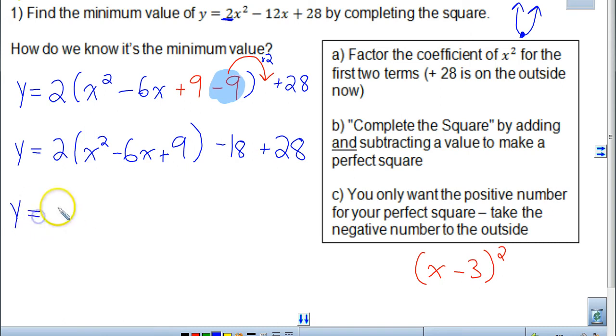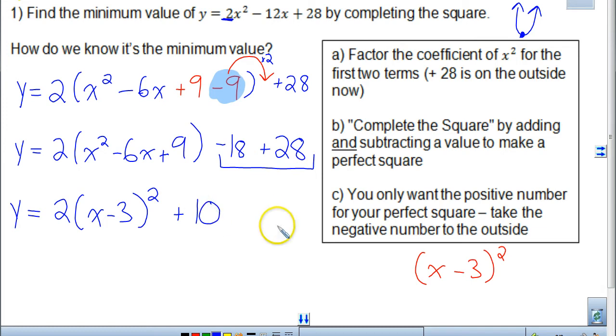Now at this point, I know that x squared minus 6x plus 9 factors into x minus 3 squared. And then I can combine these two right here. Negative 18 plus 28 is plus 10. So what this tells me, because this a value is positive, is that it's going to be a minimum value. It's a minimum of, and this right here is the y coordinate of the vertex, remember. So a minimum of y equals 10.